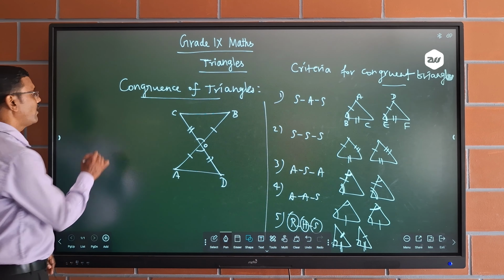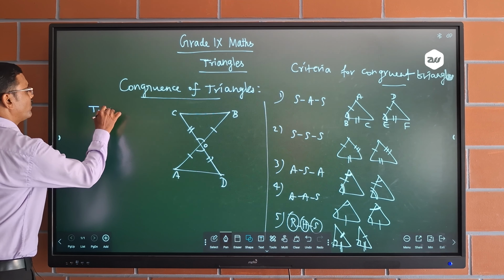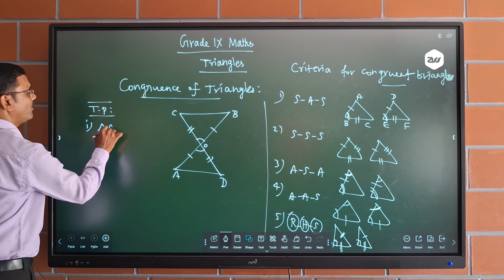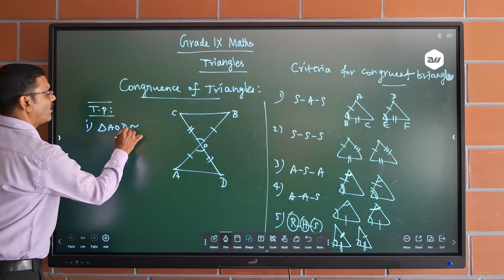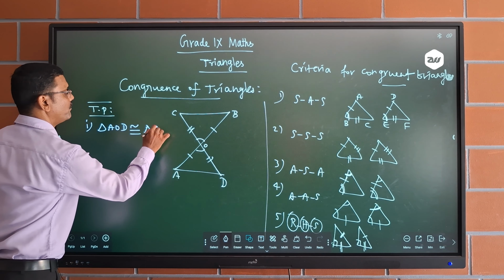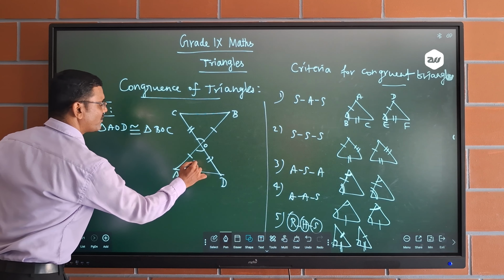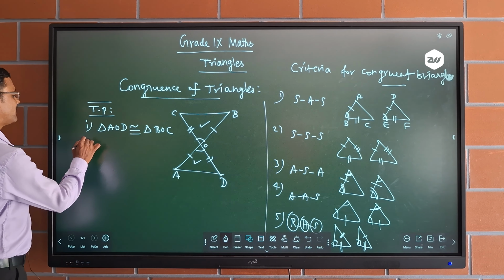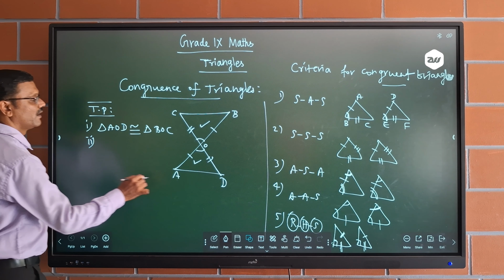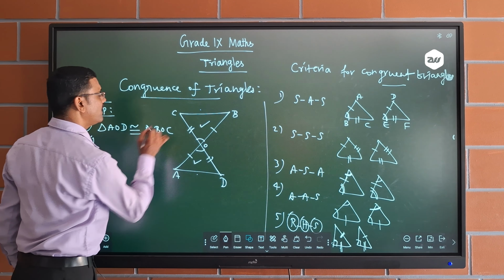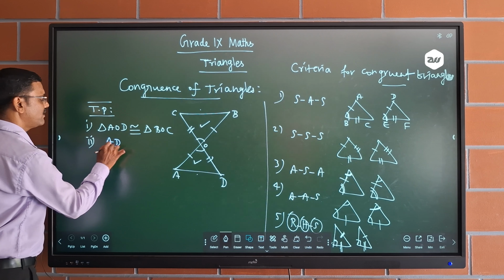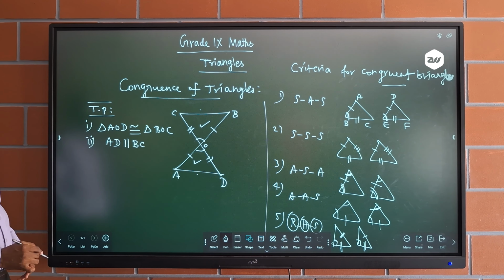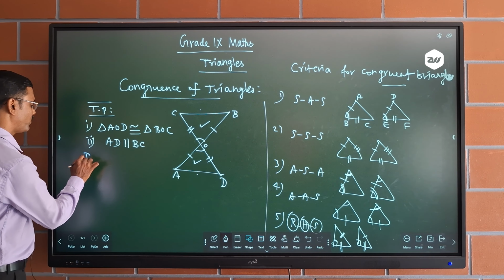So with this, what we have to prove is, first one, triangle AOD is congruent to triangle BOC. So this triangle and this triangle are congruent. We have to prove that. Then the second one is that AD and BC are parallel. AD is parallel to BC. I have to prove these two things. Okay, so first we go to the proof.